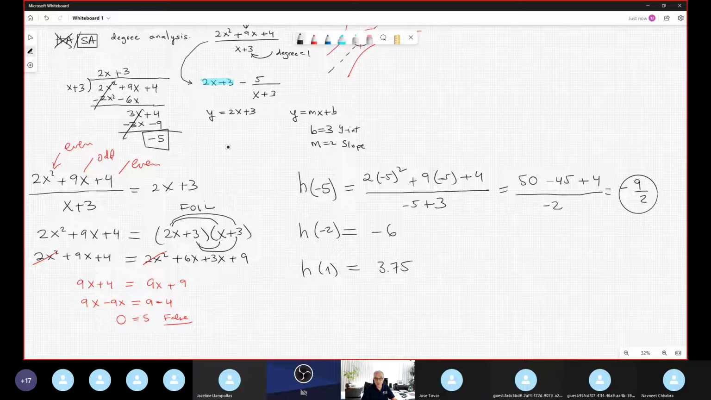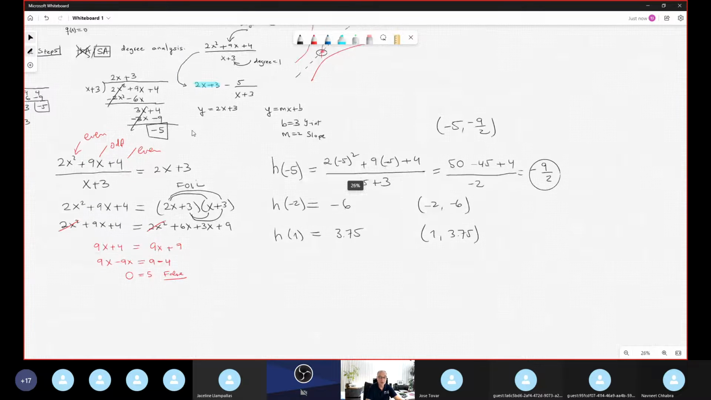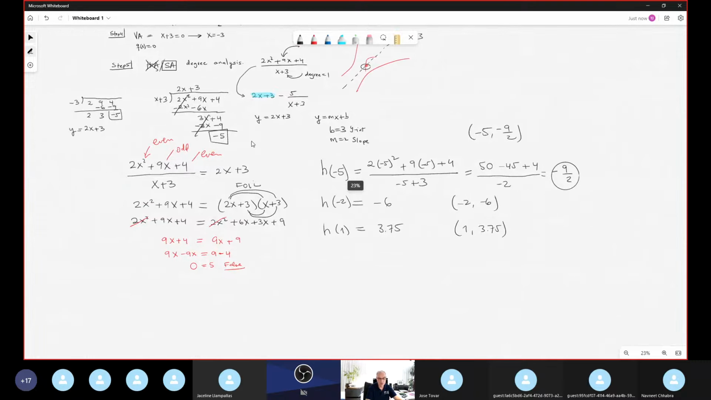So we have three additional points: negative 5, comma, negative 9 over 2; negative 2, comma, negative 6; and 1, comma, 3.75. Okay, I plot that. Of course, I open Desmos. Don't waste time doing it on a piece of paper. No. I open Desmos and I put the function. Let me show you. I want to share the screen of the Desmos analysis.